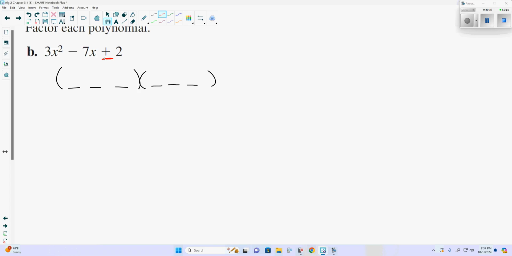And what's the sign of our middle term? Negative. So our signs are going to be both negative. Since the third term was positive, our signs are the same, and they match the sign of the middle term, so we would have negative and negative. And that brings us to step number 4. Find the factors of the first and third term.